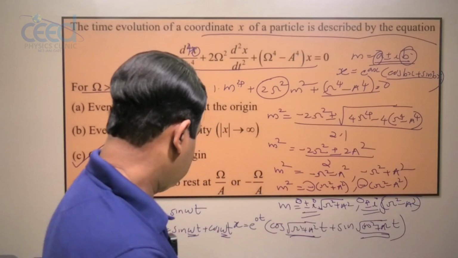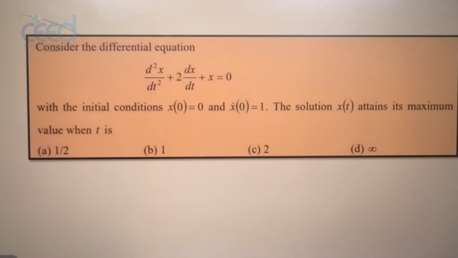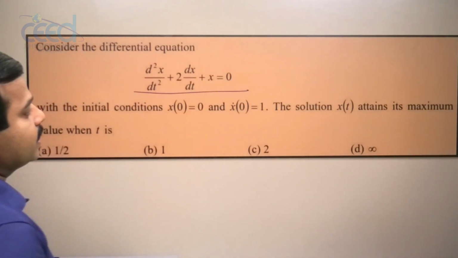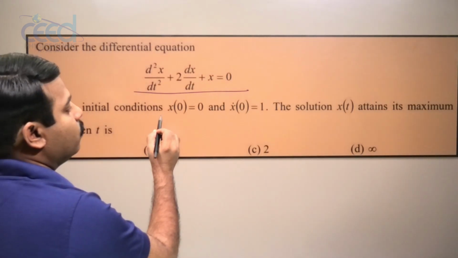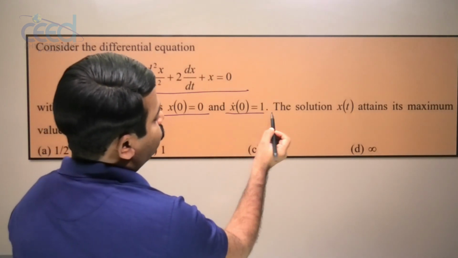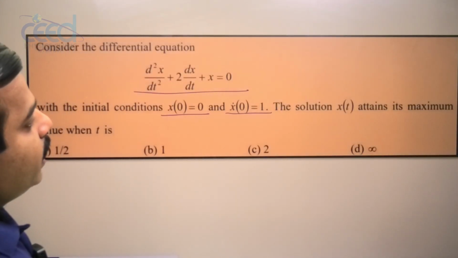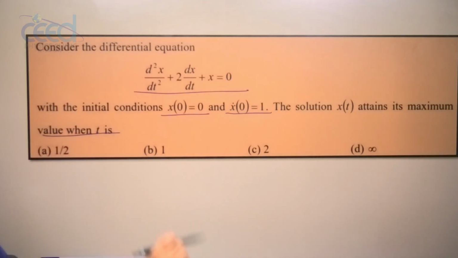All right. Now let us go to another question. Here we have another question. See, d square x by dt square plus 2 dx by dt plus x is equal to 0, with the initial conditions x of 0 is 0 and x dot of 0 is 1. The solution x of t attains a maximum value.